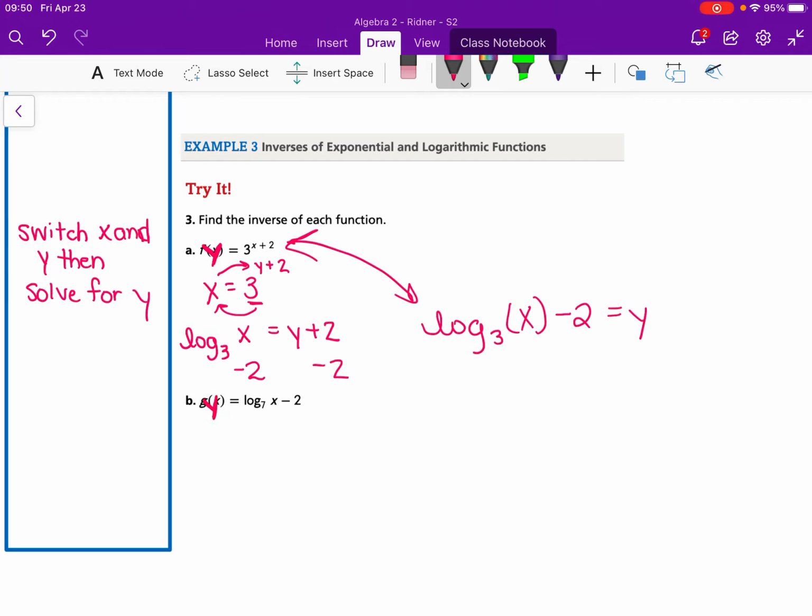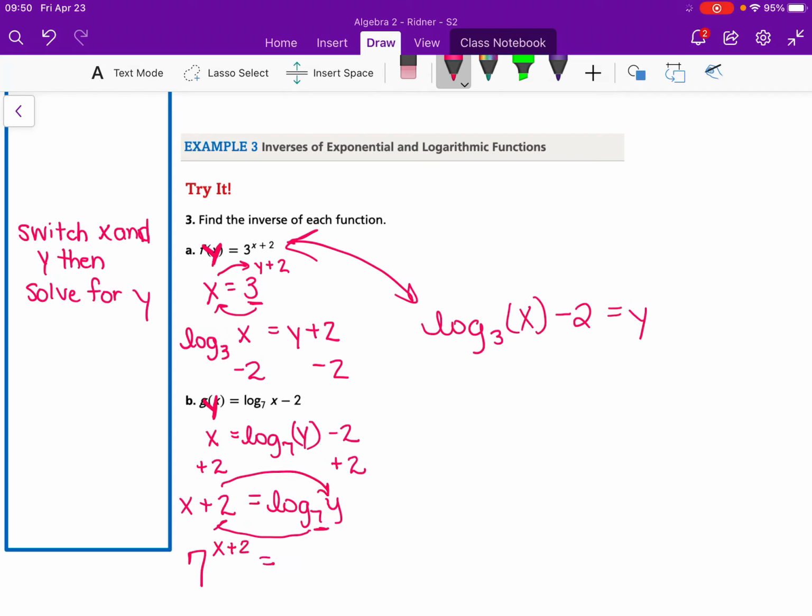What if I wanted to go the other way? This is y, so step 1 is to switch them. Okay. I want to move that -2 over first because I want that log by itself. Now I can convert forms. So I start with the base of the answer equals y. And just like that.